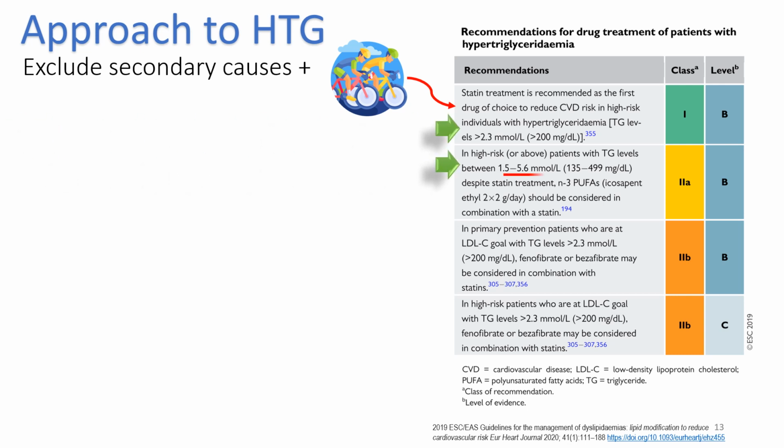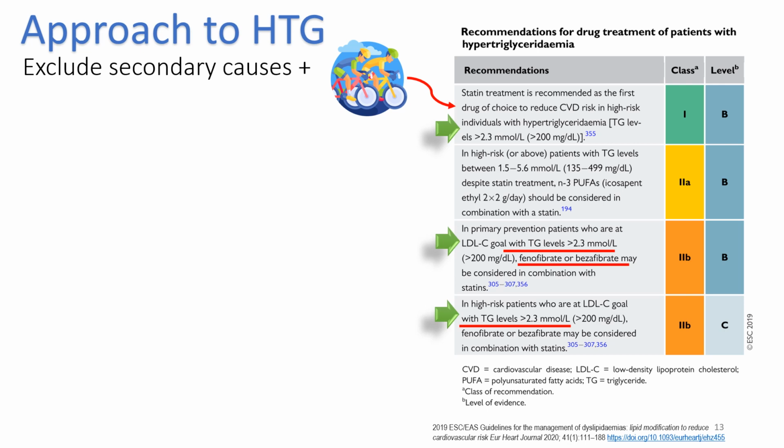For people who are high risk, what they're recommending is to think about adding IPE in combination with the statin if the TG levels lie between 1.5 and 5.6 millimoles per liter. This is likely to be influenced by the findings of the earlier studies that we talked about. For primary prevention, meaning they haven't developed any sort of ASCVD yet, the recommendation is to have fenofibrate or bezafibrate added on to statins if the triglyceride levels are more than 2.3, and this is the same as the recommendation for high-risk patients as well, in combination with statins.